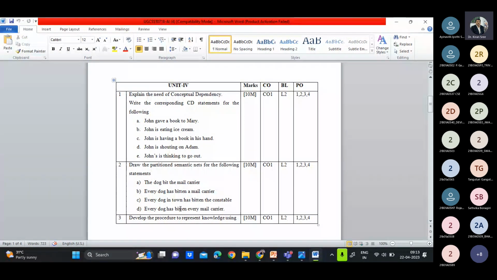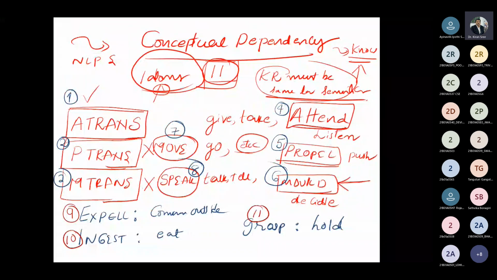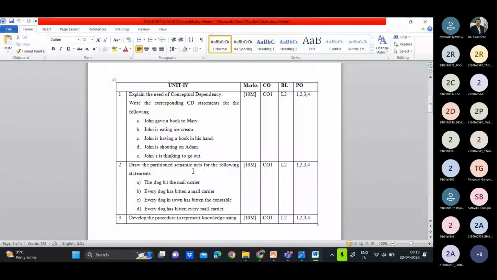John is thinking to go out. He's Entrance. Thinking. Entrance is to speak something. Thinking means you need to decide something. He's applying his Unbuild, intuition. Build I have to use. So this is how it is.